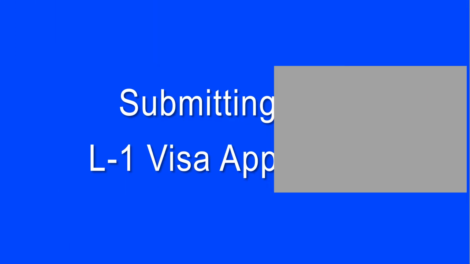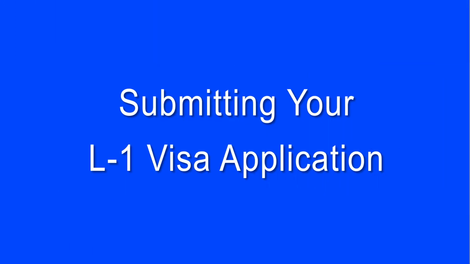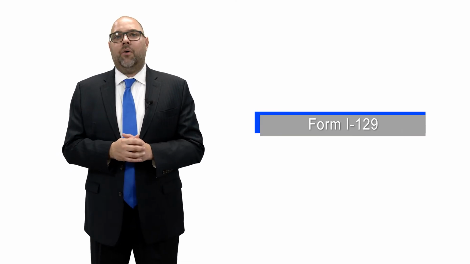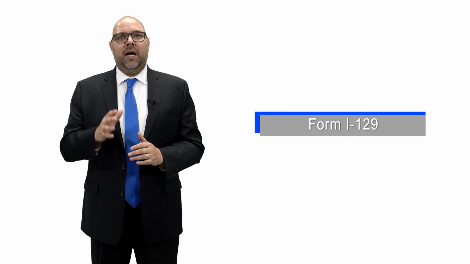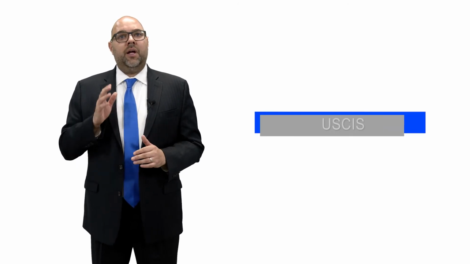Now, the fourth step to apply for your L-1 visa is submitting your L-1 visa application. For an L-1 visa, you will need to prepare and file a Form I-129 along with the L supplement. The I-129 petition is filed with the U.S. Citizenship and Immigration Services, also known as USCIS. Once the I-129 petition is approved, then you'll file the Form DS-160 application with the U.S. Department of State.